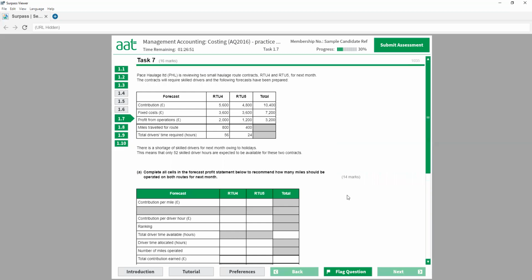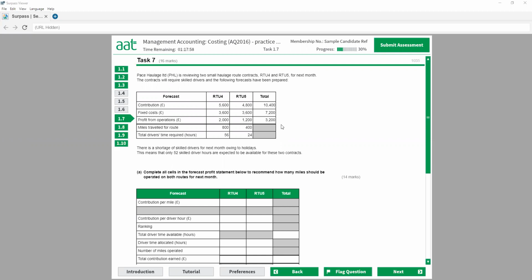So let's move to the next one, task 7, and we'll see what we have there. All right, let's read this question. It says Pace Limited is reviewing two small road contracts, RT4 and RT5, for the next month. The contracts will require skilled drivers and the following forecasts have been prepared.